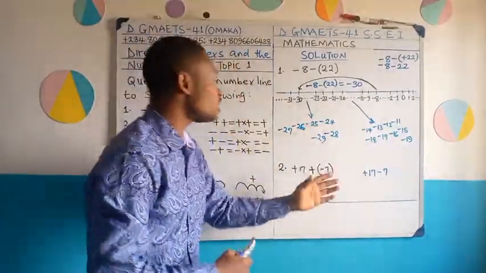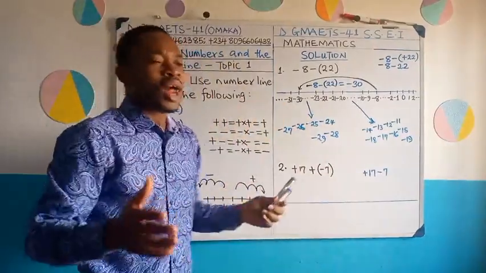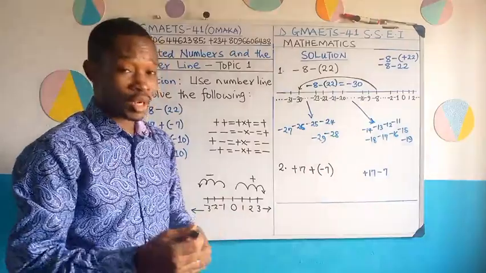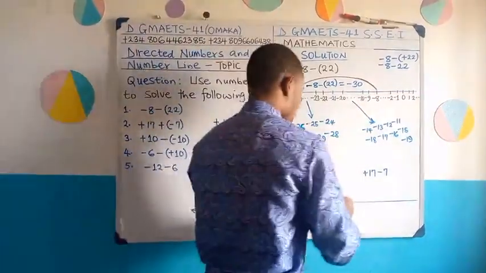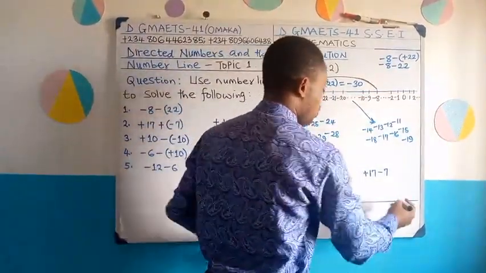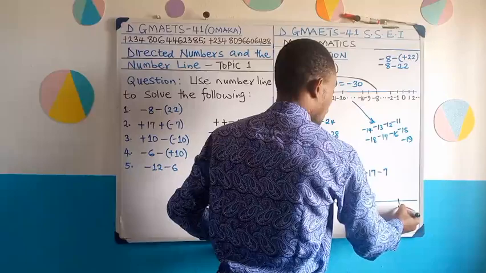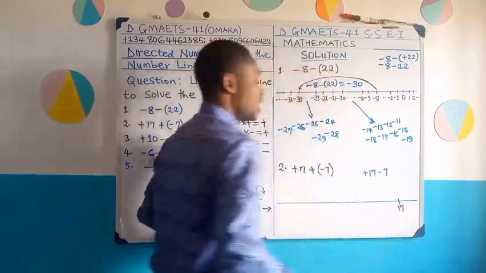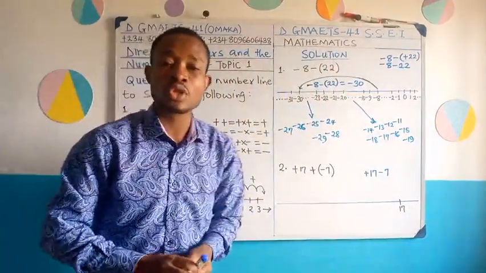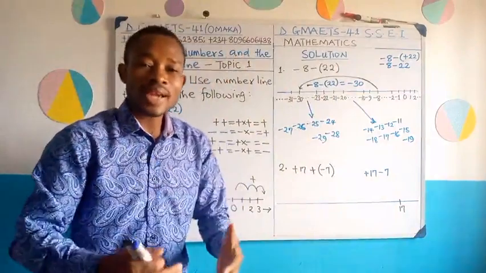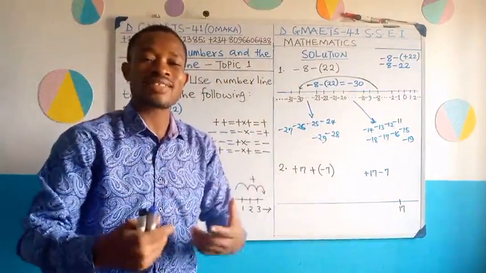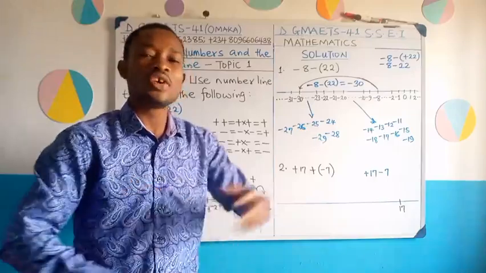I will move 7 times to the left. So to construct my number line, this is what I will do. Because I'm starting from plus 17, I can just locate any points here and take it as plus 17. Okay? So it is not compulsory to show 0. When what you are solving has nothing to do with 0, there is no need of showing it.